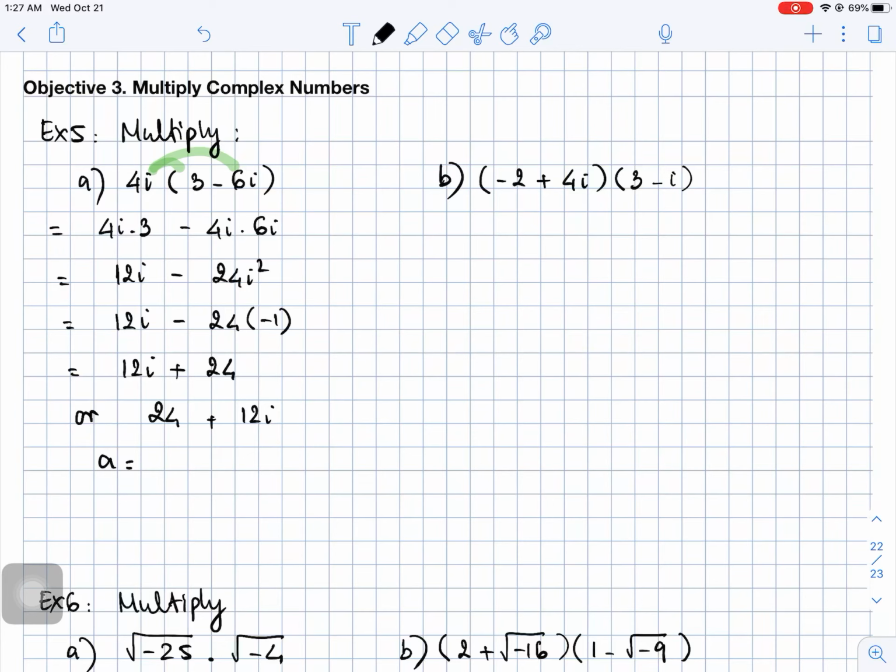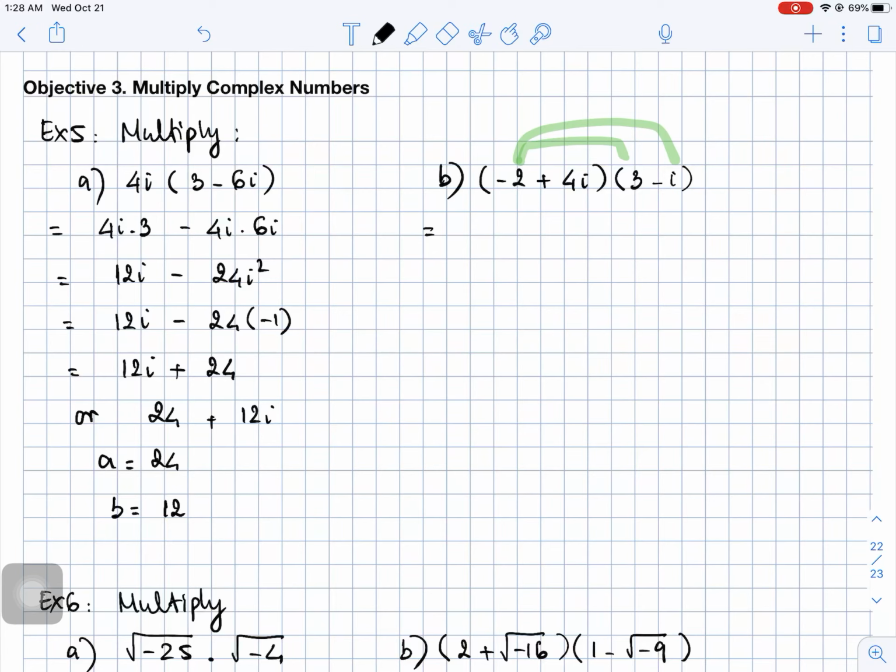Then we get 12i minus 24i squared. We will do more because we know that i squared is -1. Then 12i plus 24. We can rewrite it as 24 plus 12i. This is telling us that the real part is 24 and the imaginary part is 12.